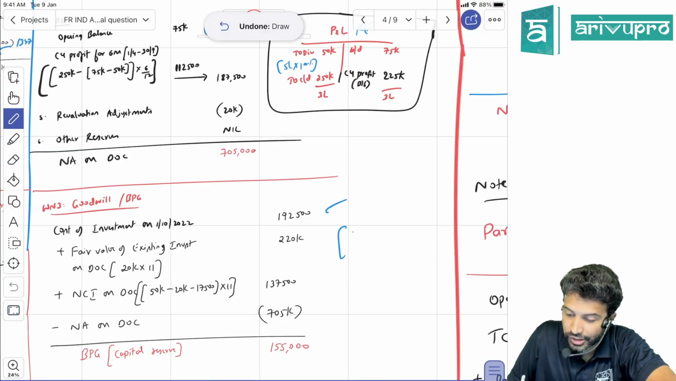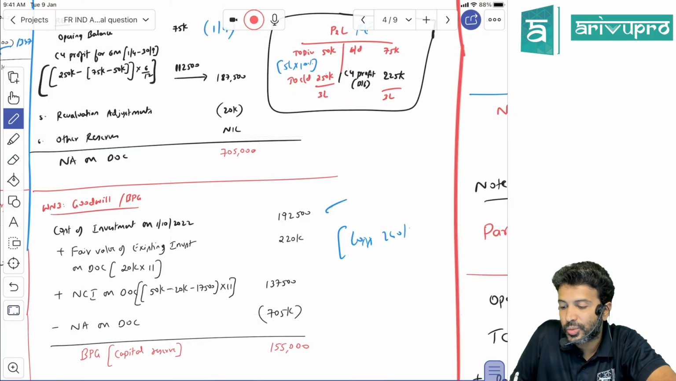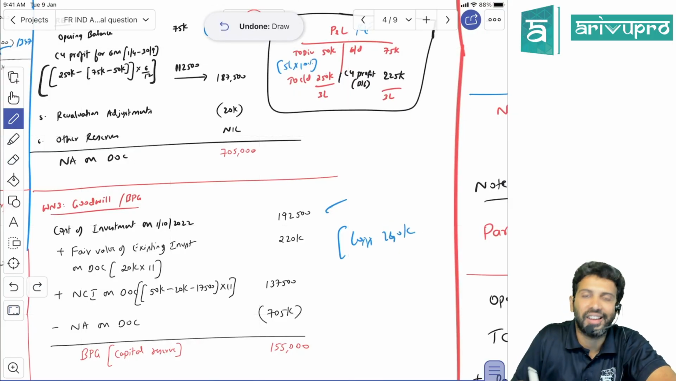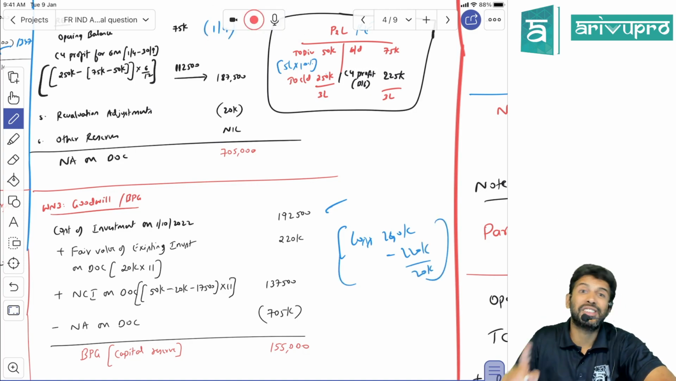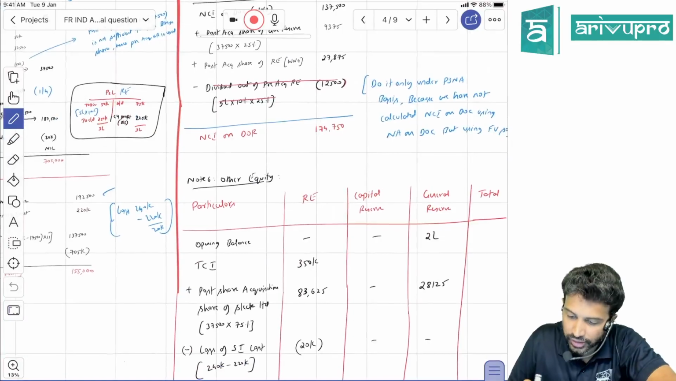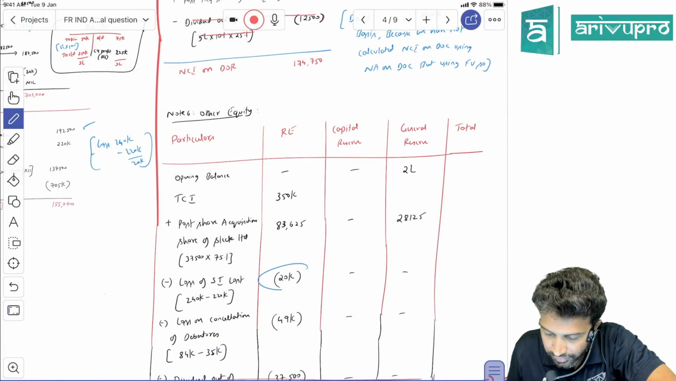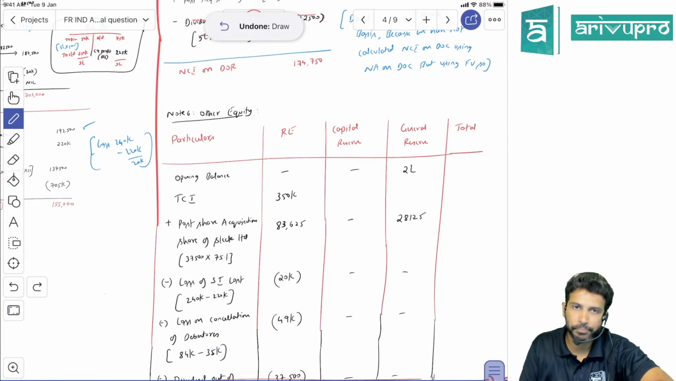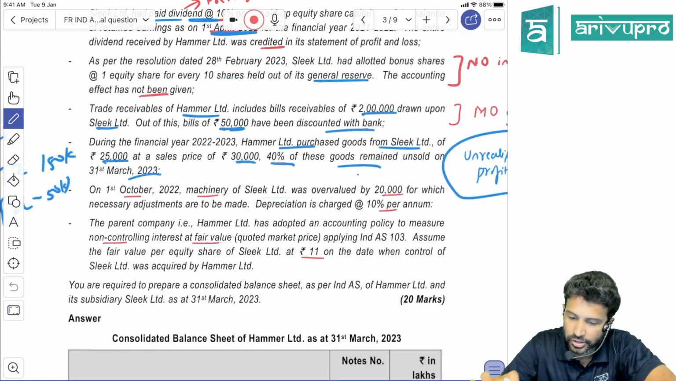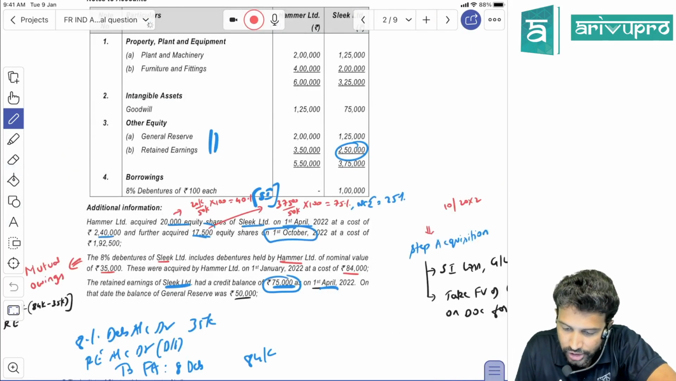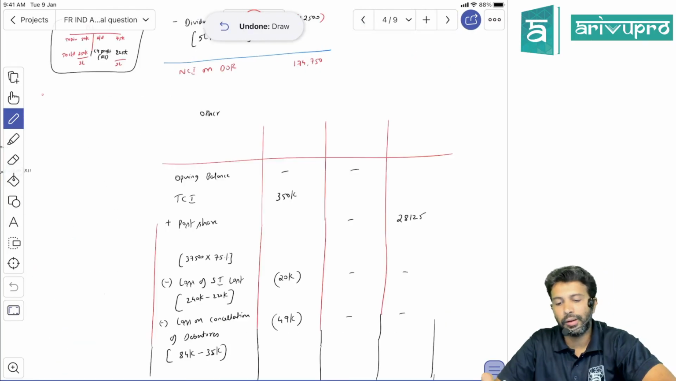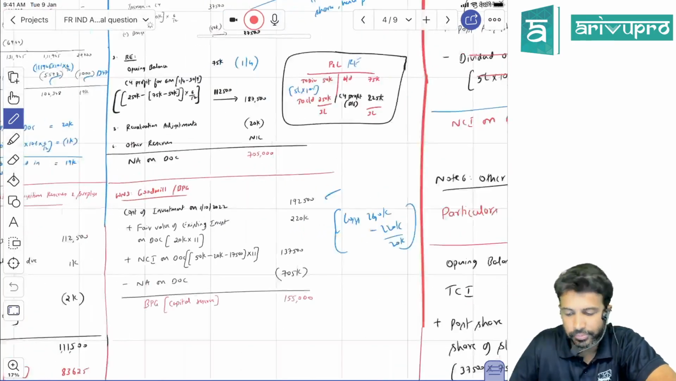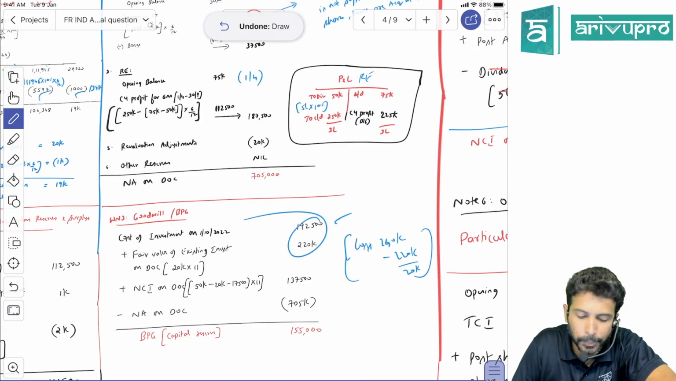That means there is a loss here. We purchased these 20,000 shares by paying 2,40,000, but we are taking only 2,20,000. So this 20,000 is a loss, which will be adjusted with retained earnings. If you check here, under other equity, retained earnings, I've written the loss on significant influence as 20. I hope you got this. For goodwill calculation, we are considering only 2,20,000. So these two become your PC.